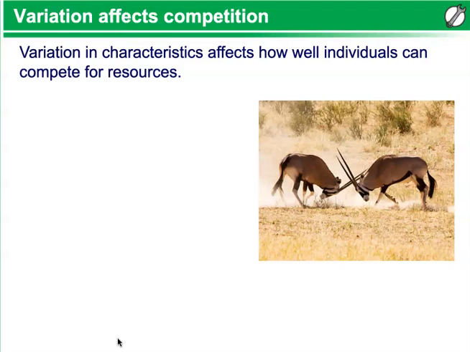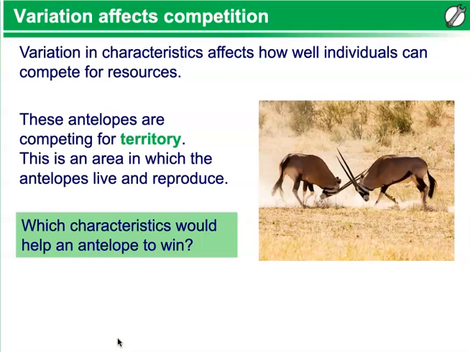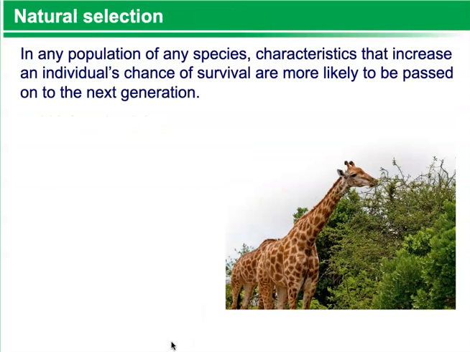Variation affects competition. Variation in characteristics affects how well individuals can compete for resources. These antelopes are competing for territory. This is an area in which the antelope lives and reproduces. So which characteristics would help an antelope win? Individuals with successful characteristics are more likely to survive and reproduce.